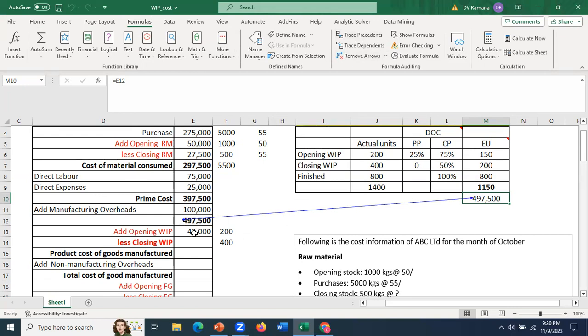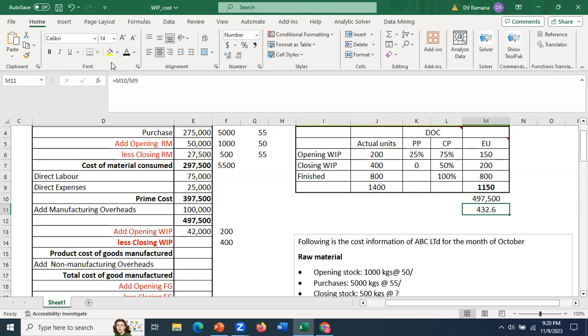Let me elaborate that. 497,500 has been spent on converting opening WIP into finished product, spent on closing WIP to the extent of 50%, and spent on finished product during the period 800, 100%. So therefore, per unit cost using the equivalent units is 432.6. Okay, we will use that number.